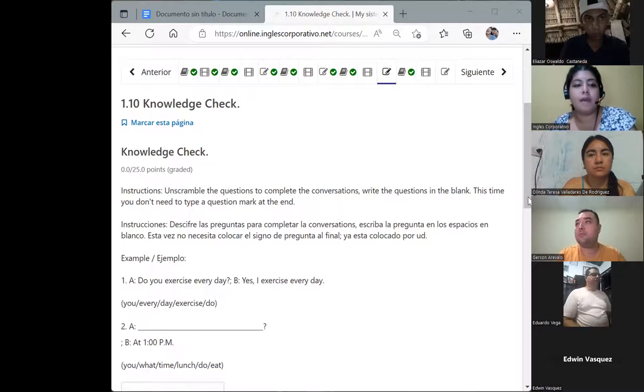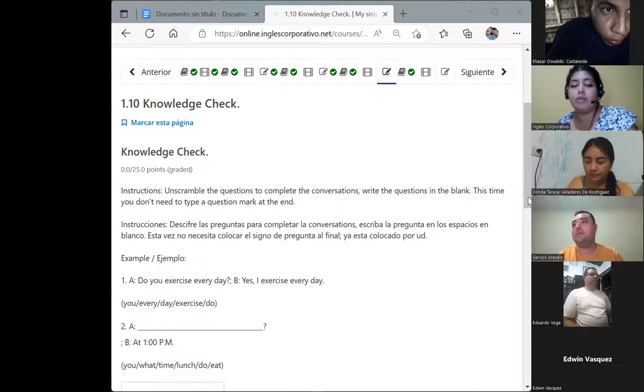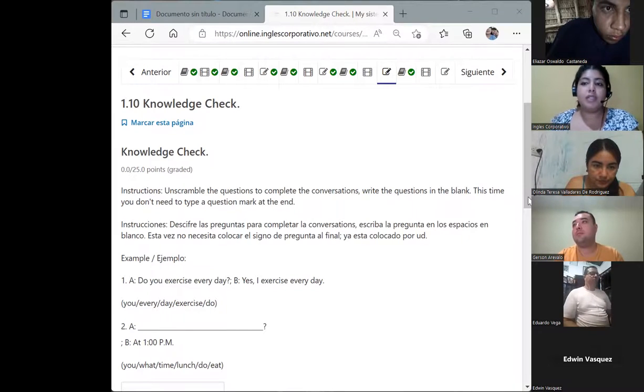So, we have the example. Vamos a encontrar la frase, you every day exercise do. ¿Qué vamos a hacer? Arreglar esas frases, esas palabras las vamos a poner en orden para que nuestra pregunta diga, do you exercise every day? And we have the answer, yes, I exercise every day.